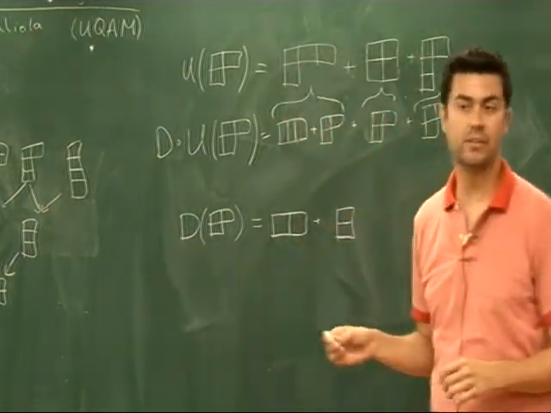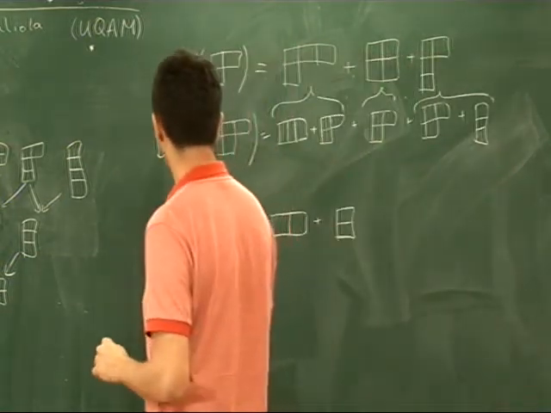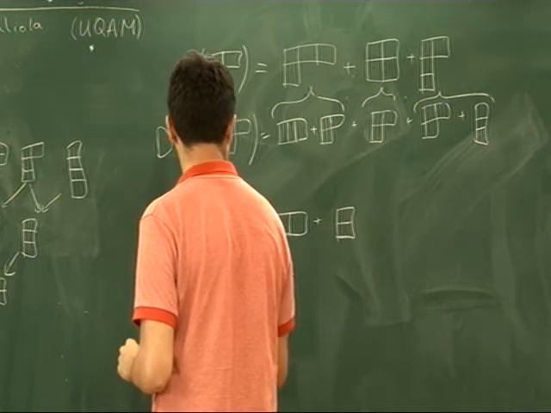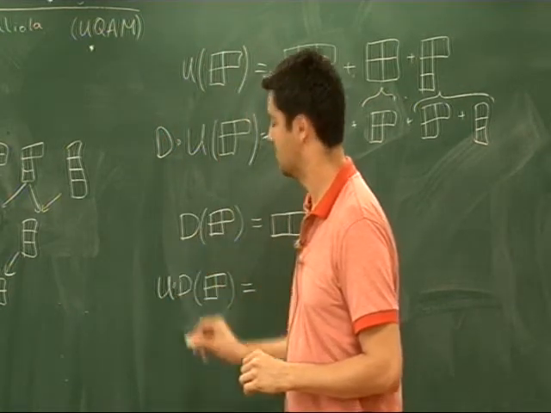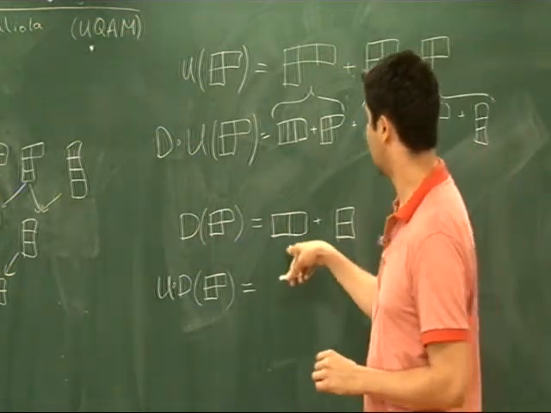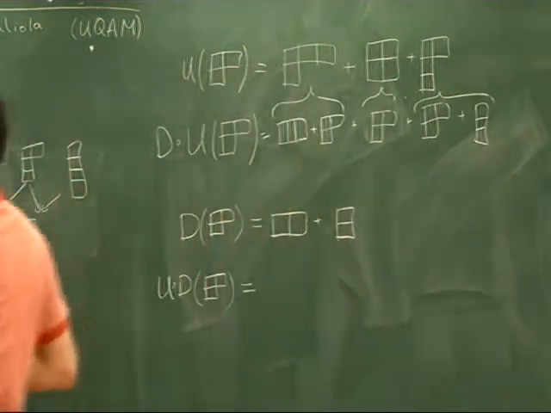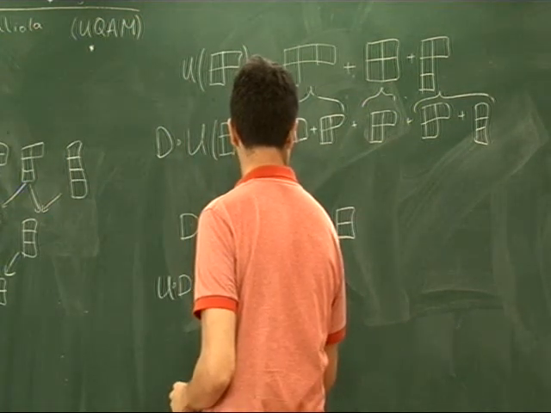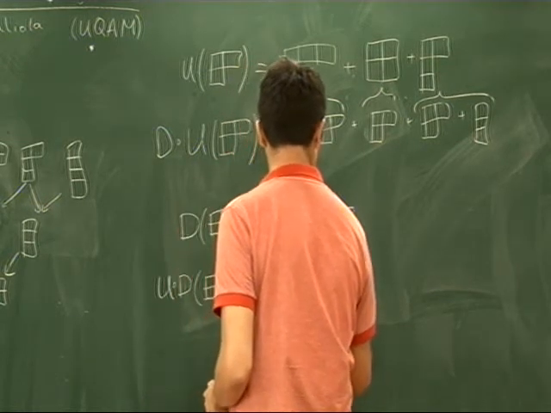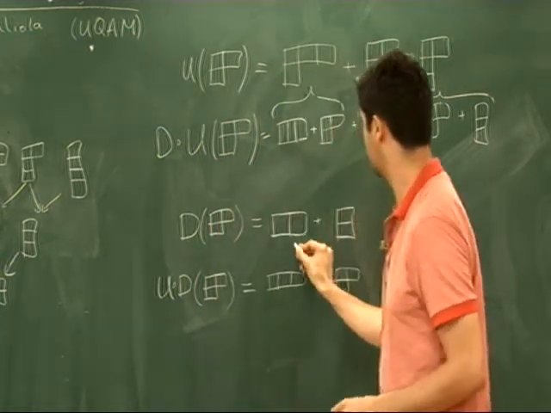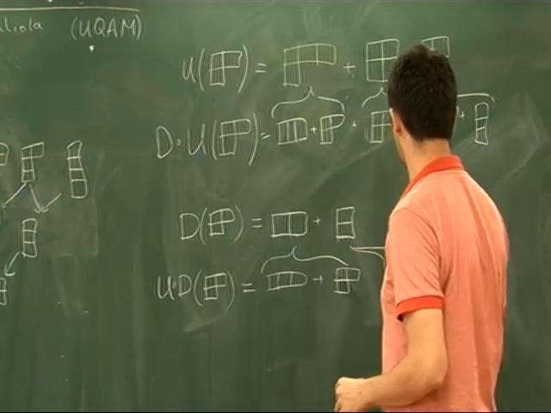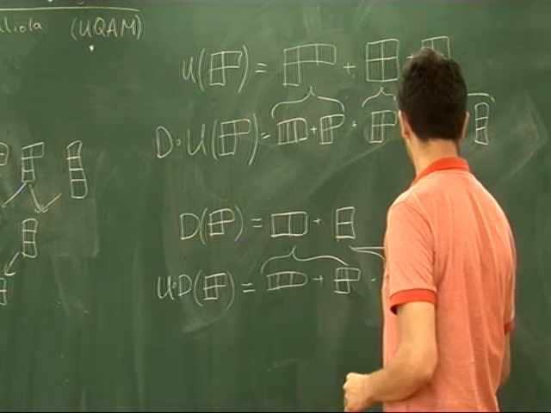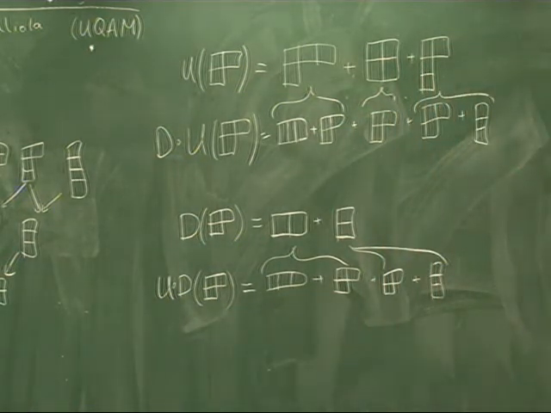Yeah? And now I can do the same thing. I can apply u here, and I can do u d of this. Okay? And now it's going to be u of this, which is 3 plus 2, 1. This is this. And this one is going to be plus 2, 1 plus 1, 1, 1. Okay? Y'all with me? Yeah?